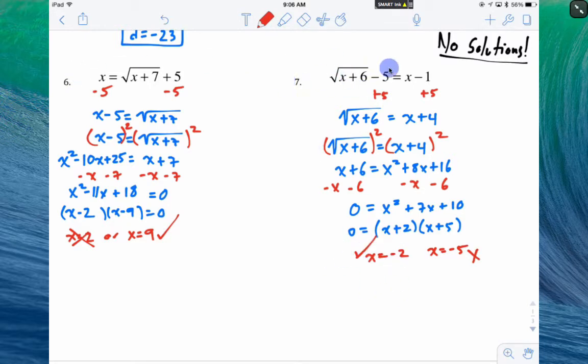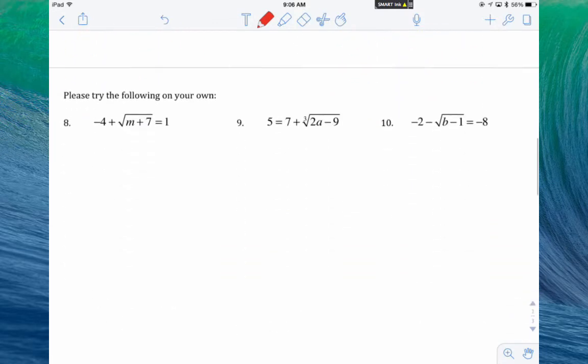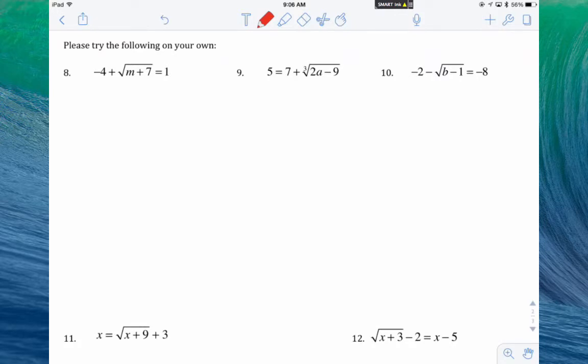But again, no guarantees. Sometimes they'll have 2, sometimes they'll have none. Always got to check. So I hope you got the hang of it. And what we've got here are 5 equations very similar to the ones we did just now. Why don't you pause the video, give these a try, and when you're done, play the video and see how it went.